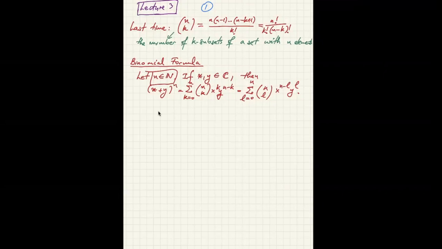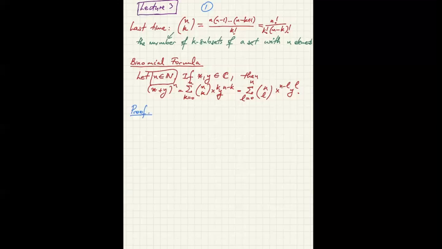So the binomial formula states that if n is a natural number and x and y are complex numbers, then if you raise x plus y to the power n, you can expand this product as a sum of n plus 1 terms, and each of them is of this form: n choose k times x to the k times y to the n minus k. Now, let's give a quick proof of this result.